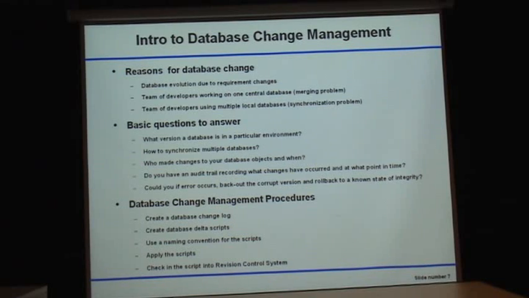So now I'm going to explain database change management and the reasons for database change. Requirements changed, and now we have to change those reference data. Now instead of the Earth 84 model, we started to use Earth 92, and instead of that type of ellipse, we now use a different one. A team of developers working on one central database started to merge something. A team of developers using multiple local databases wants to synchronize.